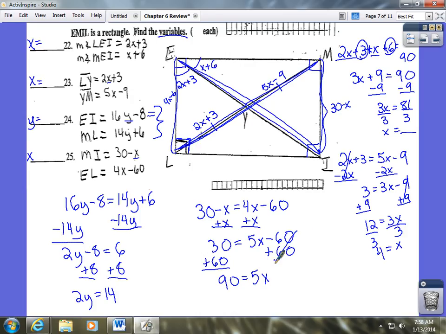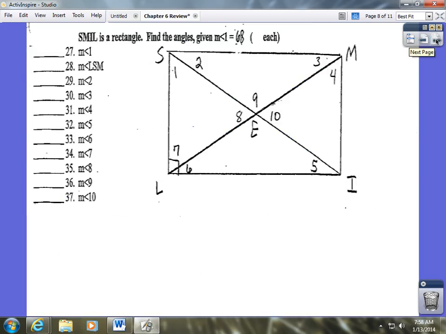Okay, this is a rectangle. Find the angles. Okay, measure of angle 1 is 68 degrees. So this is 68. If this is a rectangle, all of the angles equal 90 degrees. So this is going to be 90 minus 68, which is 22. Okay, and because this is a rectangle, we have parallel sides, which means we have alternate interior angles. So this one's also 22.